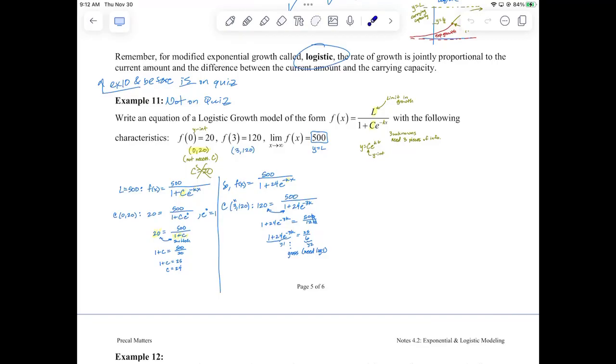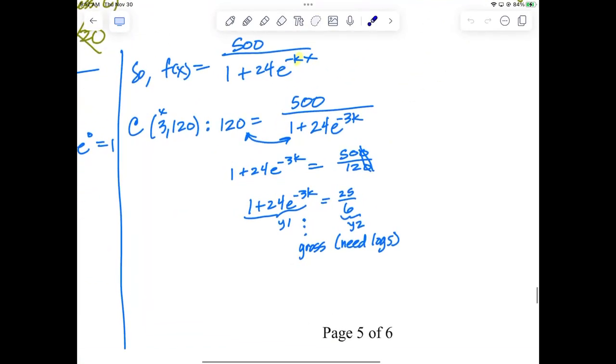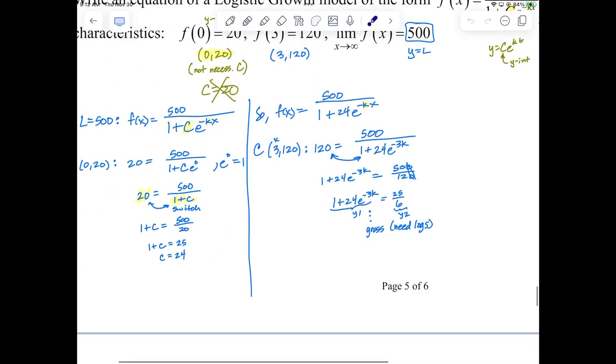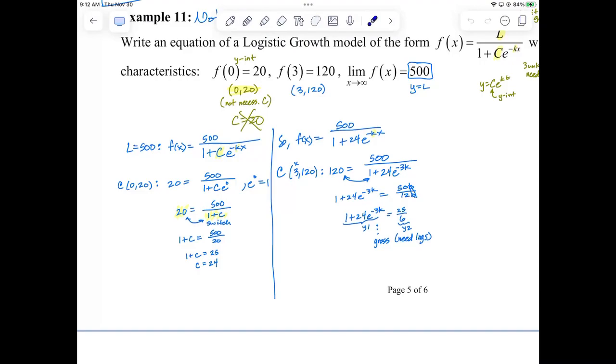So the only thing we had left to do on example 11 yesterday was to find the decimal value of k by solving that equation. I'm not going to go ahead and do that because I'm not going to ask you one like this on the test. But there is one like this, I think, on the homework.